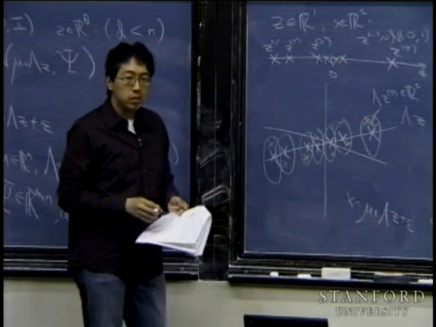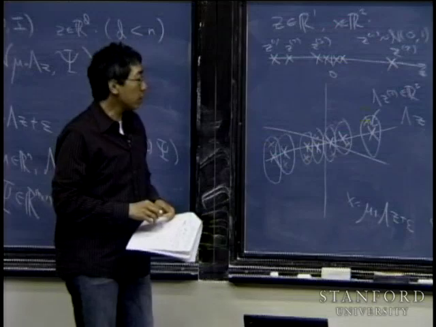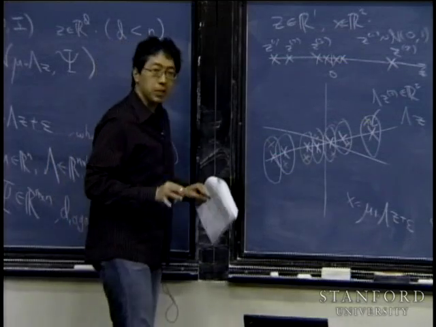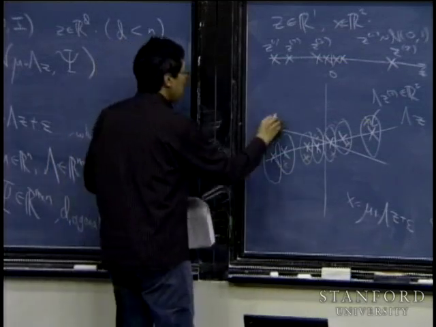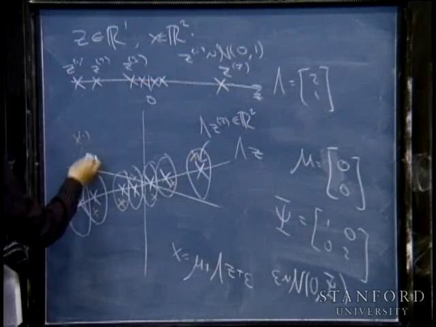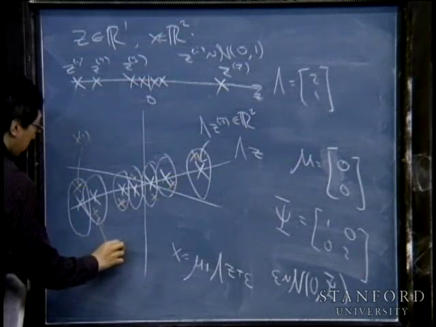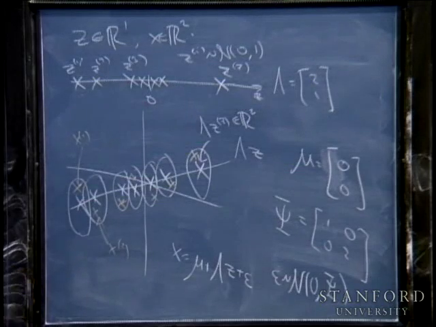Regarding the actual data in the training examples, let's not talk about projections yet. These beige points are like x1 and x2 and so on. The beige points are what I see.